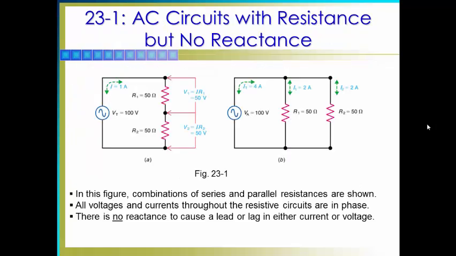Here, if we have only a resistive circuit, there is no reactive part. Therefore, there is no lead or lag in the current and voltage relationship with each other. So in the series circuit, as you know, the voltages add up to be the supply voltage, and in the parallel circuit, the branch currents add up to be the total current.